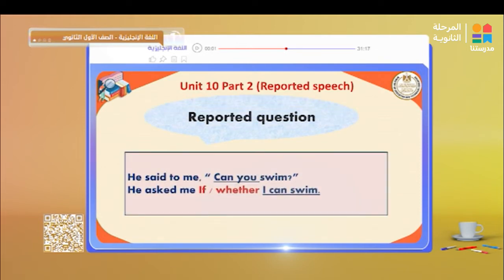Look at another example. He said to me, "Can you swim?" Here we don't have a question word. We don't have a why or where or when. So how can we link the two sentences? We link them with if or whether. So he asked me if I can swim. He asked me if I can swim or whether I can swim.